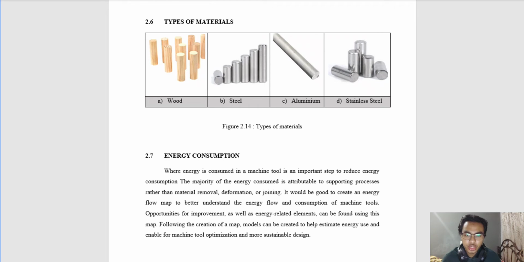After that, the energy consumption. Understanding where energy is consumed in a machine tool is an important step to reduce energy consumption. The majority of the energy consumed is attributable to supporting processes rather than material removal, deformation, or joining. It will be good to create an energy flow map to better understand the energy flow and consumption of the machine tool.